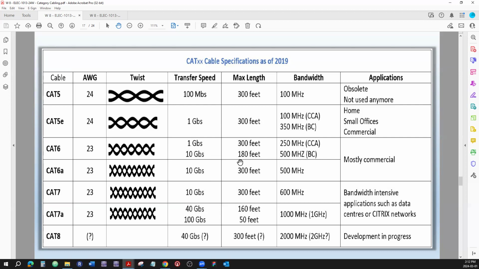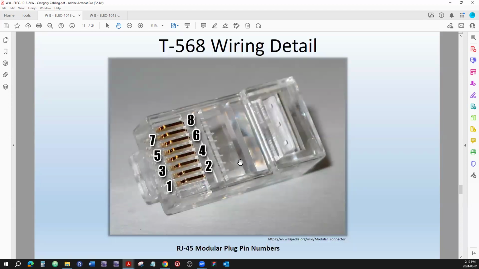So keep that slide. All right, T568 wiring detail. This is how we count the pins on a plug. And if you're plugging it into the jack, then the pins are going to correspond to the prongs in the jack. Right? There you go. If we position it like this with the latching clip on the other side, and the prongs are this way here, then we're counting the pins from left to right, or in this case from bottom to top, depending how you turn it. So 1, 2, 3, 4, 5, 6, 7, 8, just like that. Just like that, we're counting the pins.